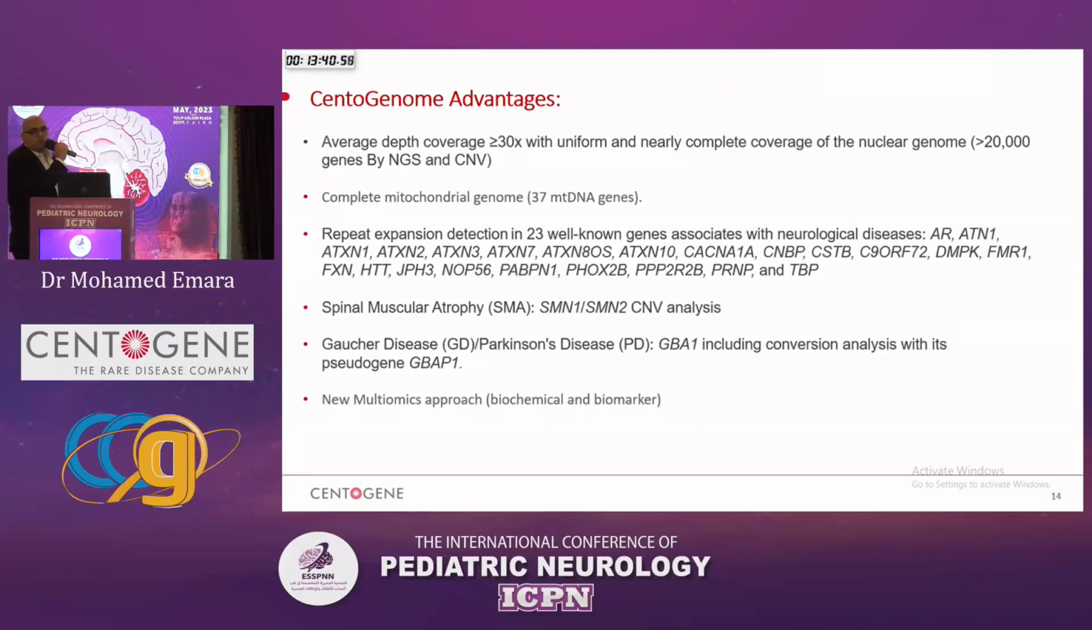It also includes the mitochondrial genome. What's new? It includes the repeat expansion for 23 genes. As you can see, you can find the FMR1 gene in the whole genome, so it can detect Fragile X. The Huntington HTT gene can be detected in the new whole genome.